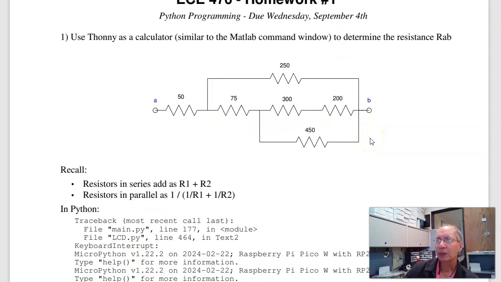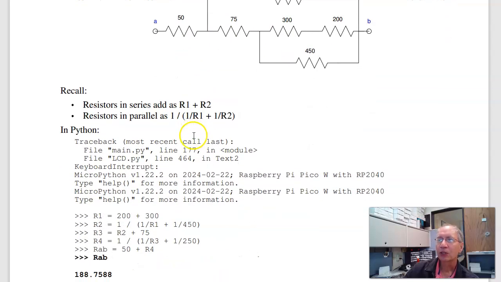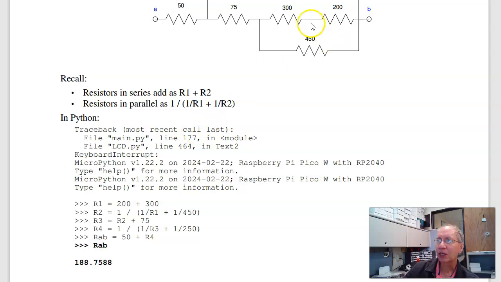To do that, notice I've got series and parallel. What I would do is go inside and work my way out: put these two in series, parallel, series, parallel, series. So the procedure is I start out, call this R1. R1 is 200 plus 300. R2 is that in parallel with 450.